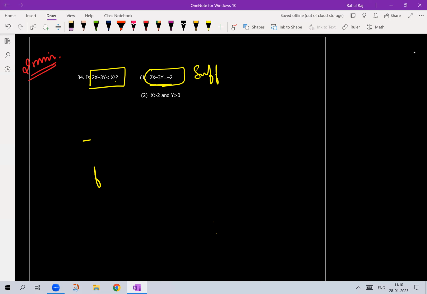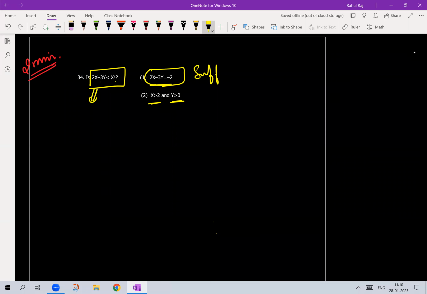Now, the second is exactly what we thought while thinking about the question. Until I know the values of x and y, I cannot say 2x minus 3y is less than x square. Now, option number 2 is giving you a value of x and y. You please put in the values and check for yourself. Imagine, I love taking extreme numbers. You can take any numbers.